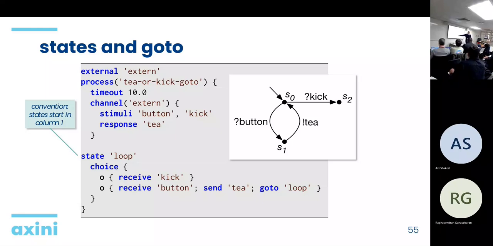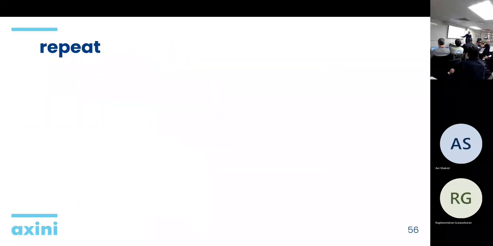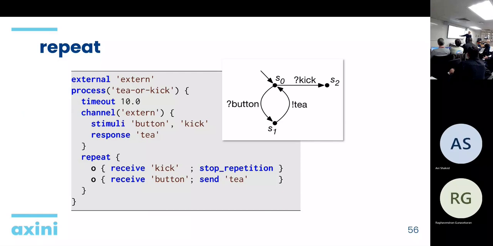That's a better term. But let's see. Here it says I have a repeat that consists of two options, which I will keep repeating until I see a stop repetition.